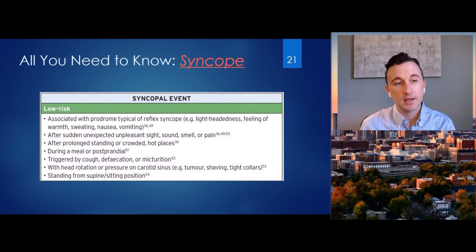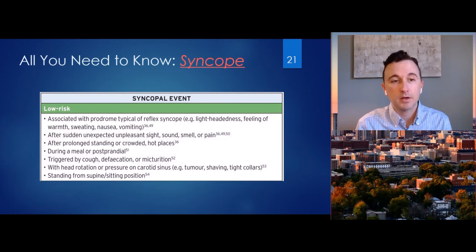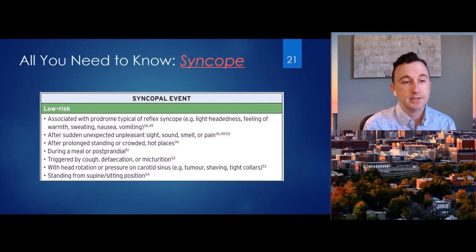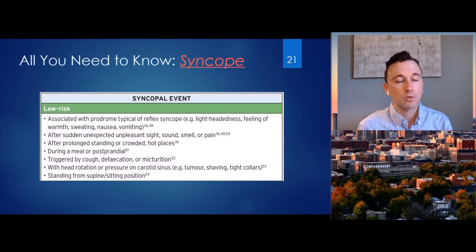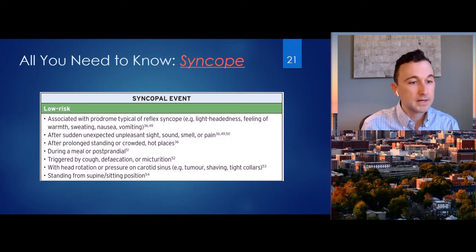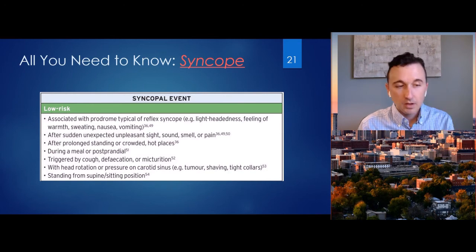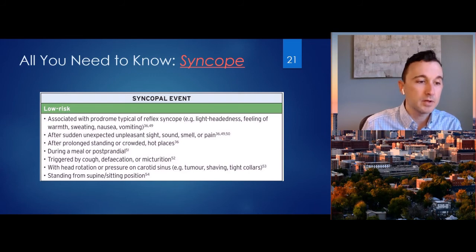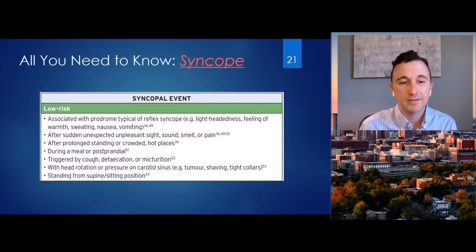Now, when it comes to the event itself, these are the different components associated with low risk syncope. If a patient tells you it was associated with a prodrome, so they felt lightheaded, or had the sensation of warmth, or the event was preceded by nausea or sweating, it's probably going to fall into the low risk syncope category. If it occurs suddenly after an unexpected, unpleasant sight, sound, smell, or pain, it's probably low risk syncope. Patients who syncopize after prolonged standing, or if it's associated with meals, or triggered by a cough, defecation, micturition, all those things are usually low risk.